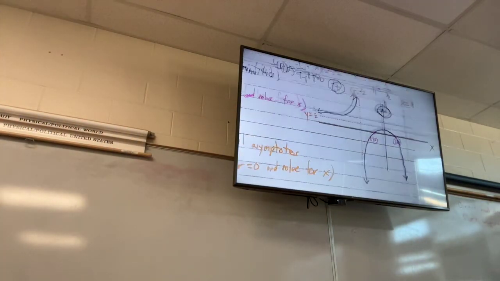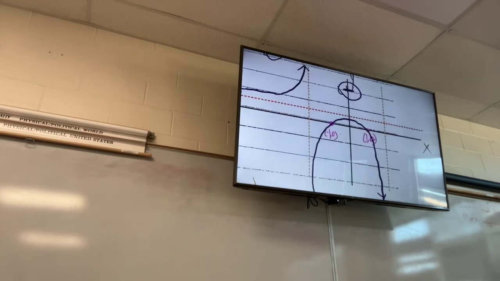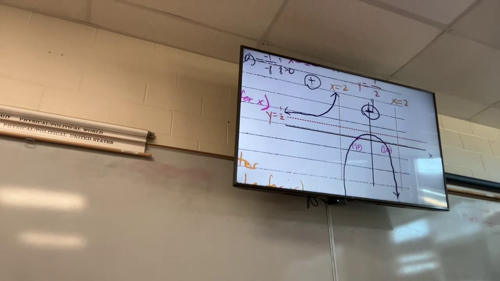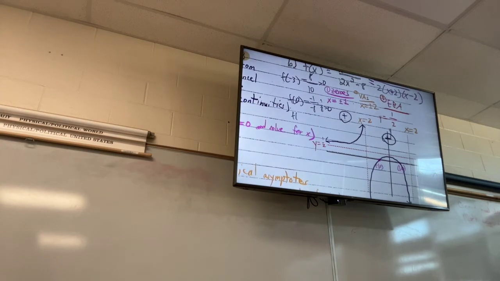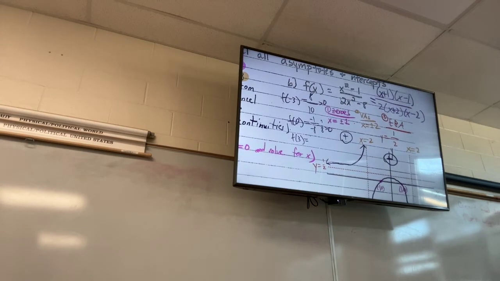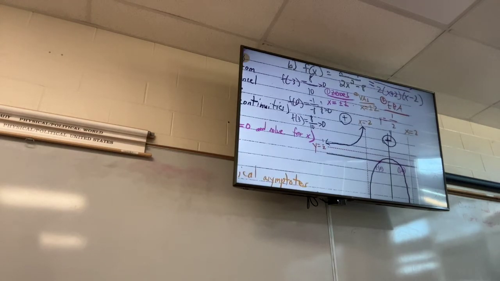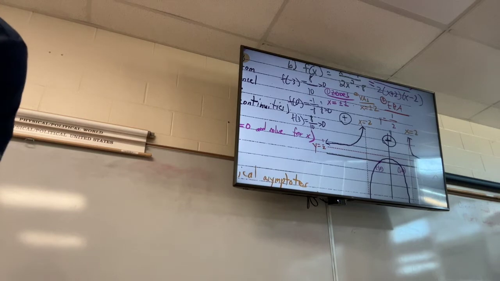Okay, and then to the right of my last vertical asymptote, how do I know what to draw? So I plug in a point, right? F of 3 is positive. It'll be 8 over 10 again, right? So I've got to go up to this vertical asymptote forever, so I'm going to come down to this end behavior asymptote. That's my graph.